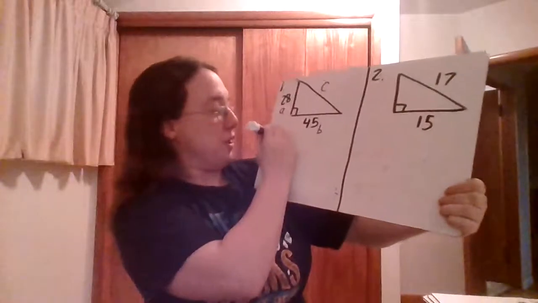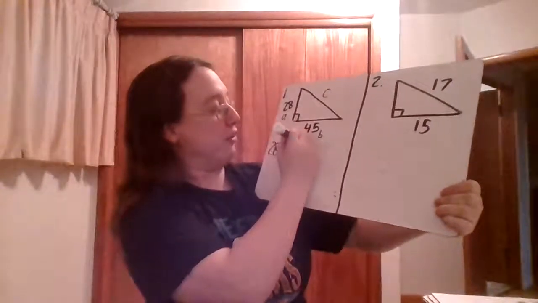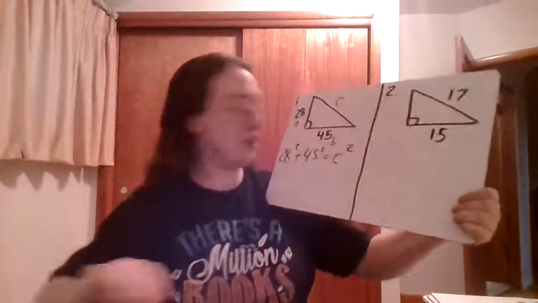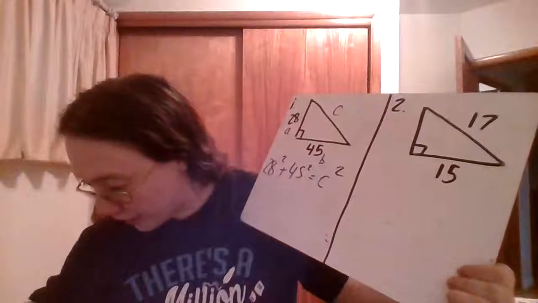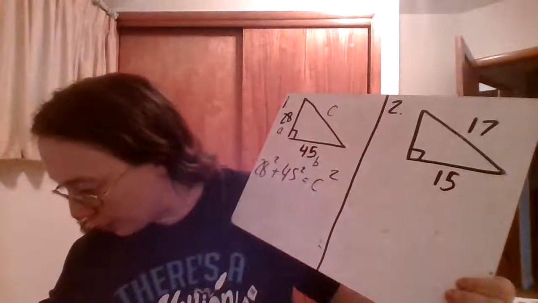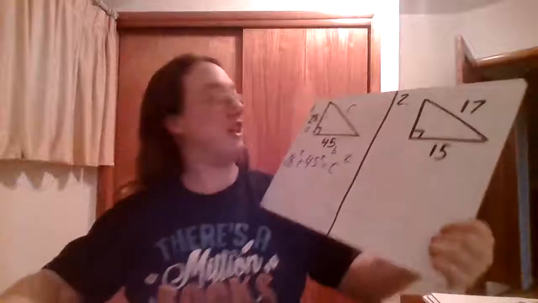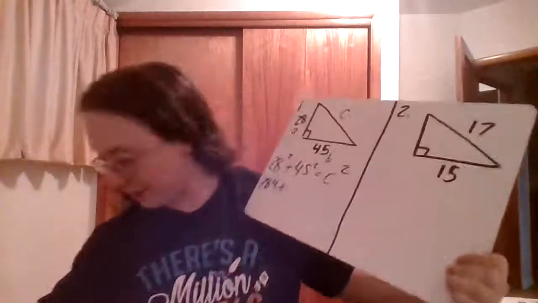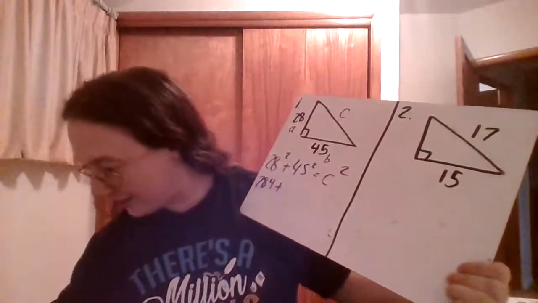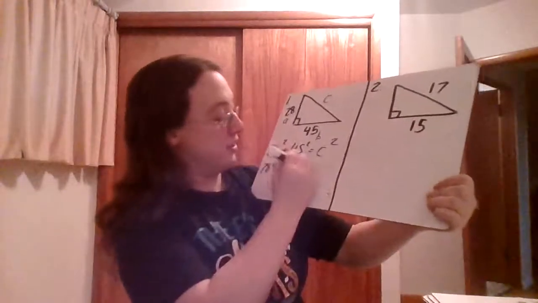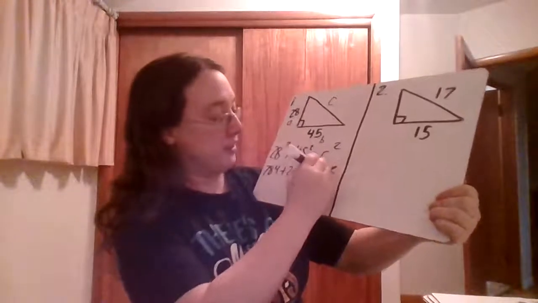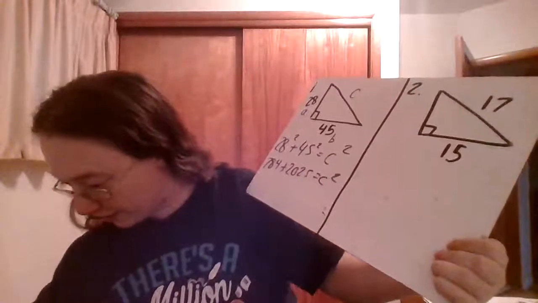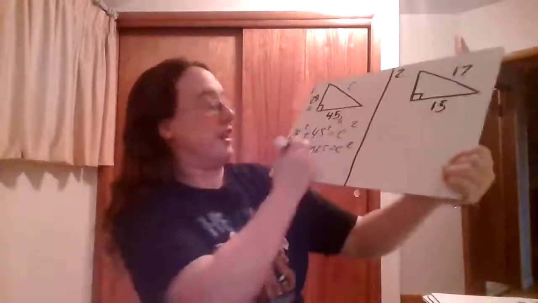So we're going to fill in a squared, so 28 squared, plus 45 squared, equals c squared, which is the thing we're looking for. Okay, 28 squared is just a number. 28 squared is, nope, not cubed, squared. 784. 45 squared is 2025, equals c squared. And 784 plus 2025 is 2809.